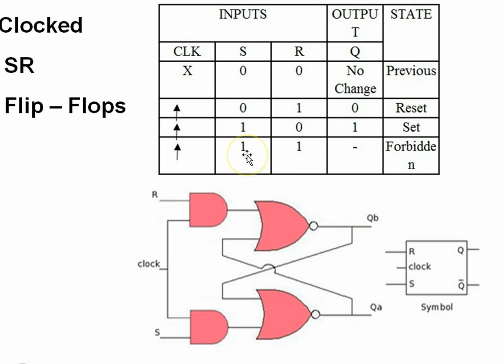The last one is when the clock is high and here it is 1, here it is 1. 1 1 will be transmitted here and here. If 1 1 is here, that is the forbidden state. We always avoid these states. Q should be the complement of this. The Q and Q bar should be complements of each other. But it never happens in the case of 1 and 1. That's why it is called the forbidden state. This is clocked RS.